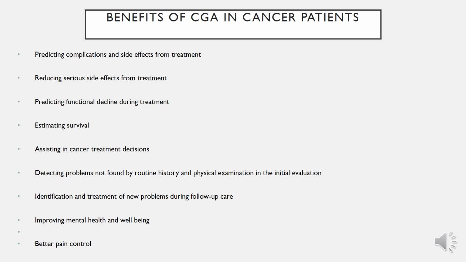So if we implement early, we can predict complications and side effects from treatment. We can reduce those serious side effects from treatment, giving optimal care. We can predict functional decline, estimate survival, and assist in treatment decisions. We can detect problems a little bit earlier to try and implement other interventions or multidisciplinary team members.